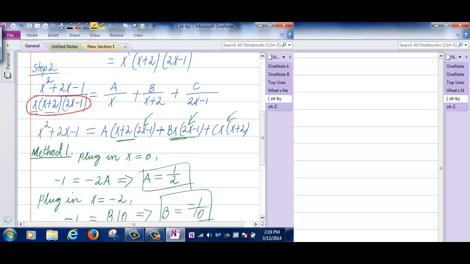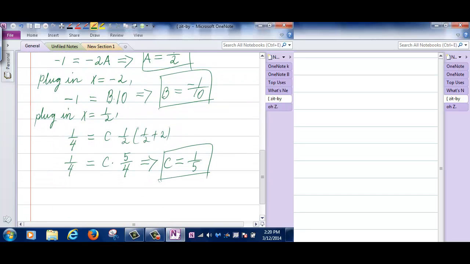Did that make sense? So if I plug in half on the left, I get a quarter, and then if I plug in half here, I get 0. If I plug in half here, I get 0. But when I plug in half here, I would be getting what? Half times half plus a 2. So that way, the coefficient of C is not 0, and I can solve for C. Yep.